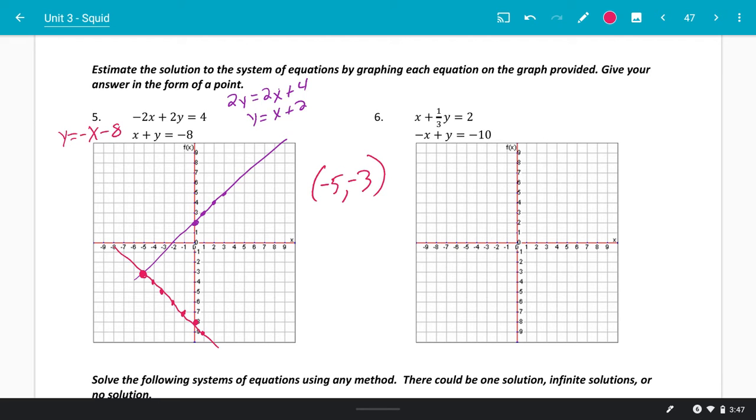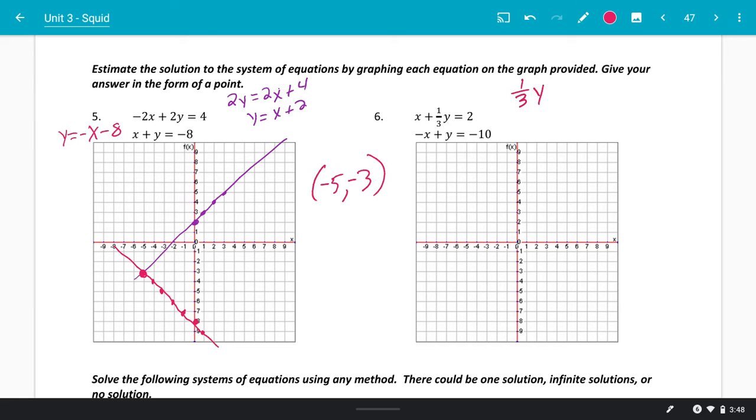I'd be doing the same thing for number 6. Start by subtracting x from both sides. So 1/3 y equals -x plus 2. Multiply by 3. So y equals -3x plus 6. So there's 6, down 3, 1, 2, 3 over 1. Oops. Boy, I totally missed that one. Sorry about that. Something like that.